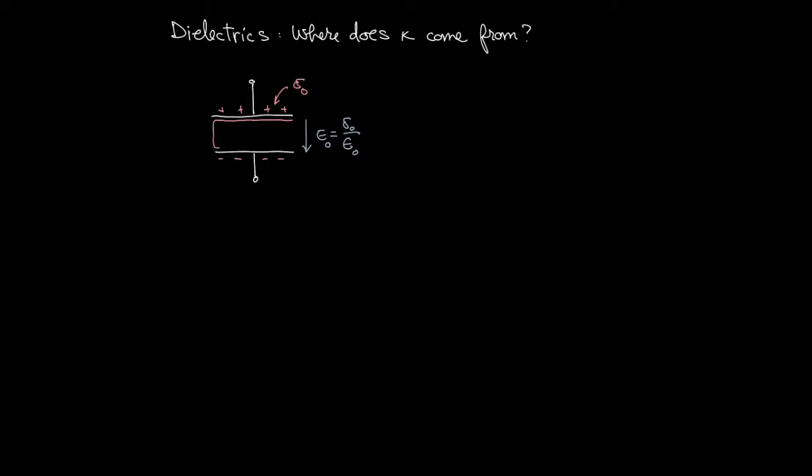Now we have a dielectric in between the capacitor plates. It's insulating, but charge is induced in the dielectric. There's a little bit of negative charge on the top and a little bit of positive charge on the bottom. There's a new field now inside the dielectric due to that induced charge. If the induced charge density is sigma 1, then the new electric field, E1, will be sigma 1 over epsilon naught.